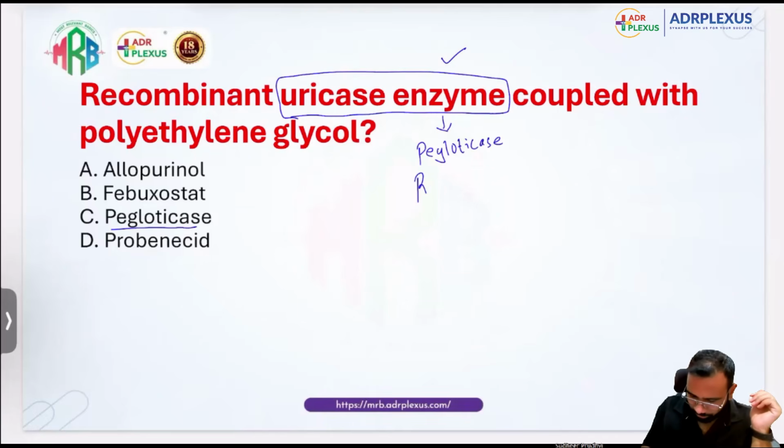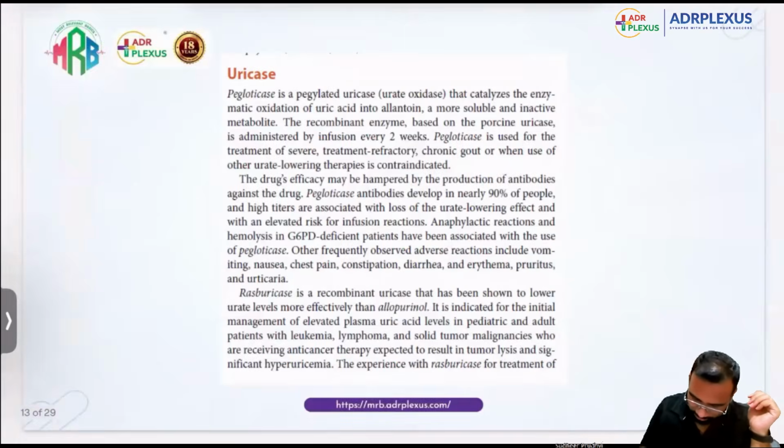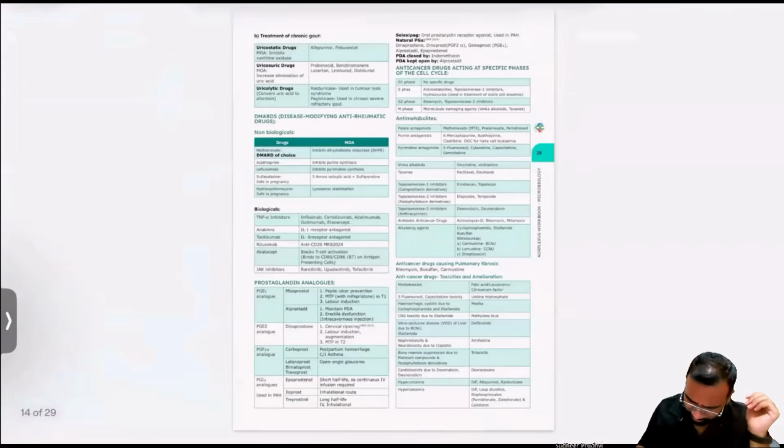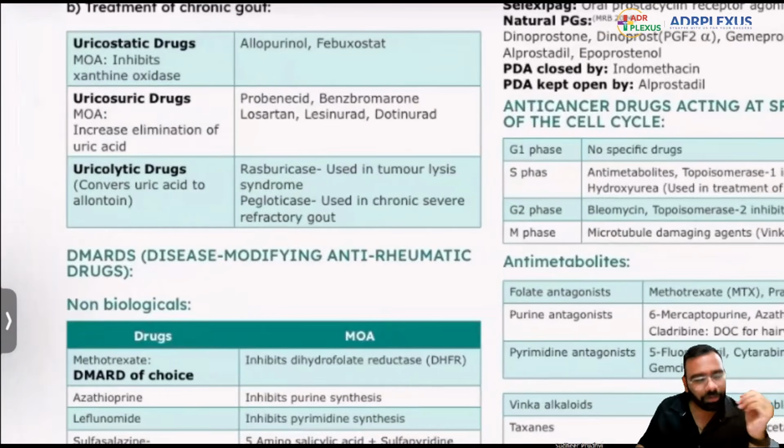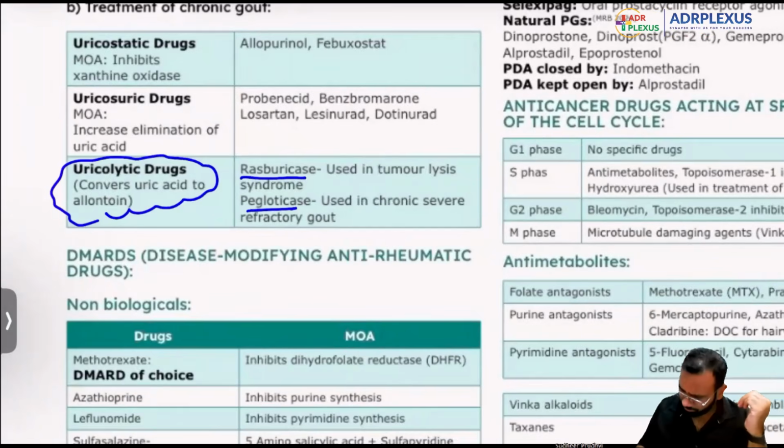Pegloticase and rasburicase. This is the correct option. If you can see, this is pegloticase, uricase. And if you can see from our MRB book as well, this is the uricase enzyme, rasburicase, pegloticase. This is uricolytic, it converts uric acid to allantoin.